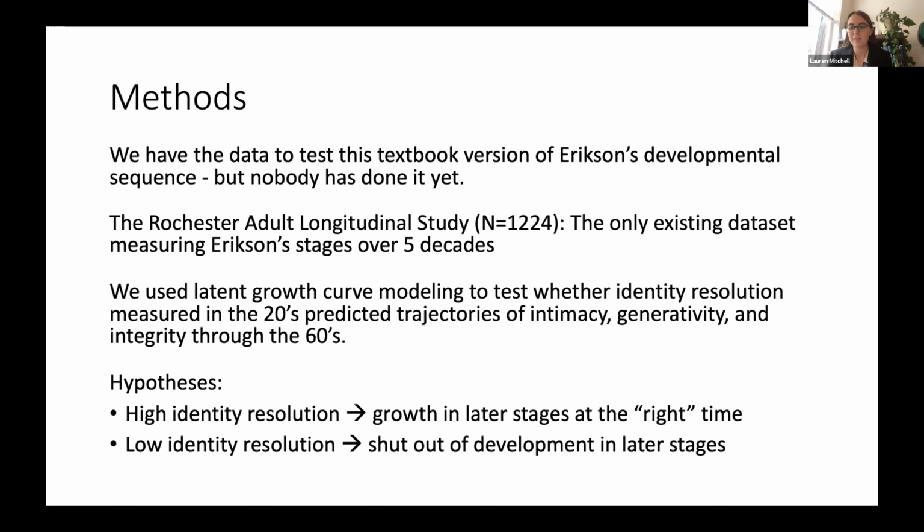It turns out we have the data to answer this question, just nobody's done it yet. So for this study, we used data from the Rochester Adult Longitudinal Study and a latent growth curve modeling approach to test whether identity resolution measured in the 20s predicted trajectories of intimacy, generativity, and integrity through the 60s. We expected that emerging adults with high identity resolution would experience growth in each of those later stages at the right time across their lifespan.